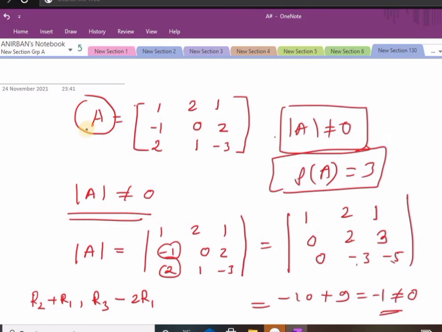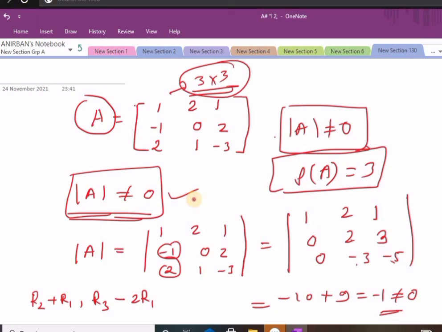Why is this rank 3? Because we have already learned that if a matrix is square and has a non-zero determinant, then the order of the matrix is itself the rank of the matrix. Here it is a square matrix of order 3 cross 3 and it has a non-zero determinant, that is, the determinant of A is not equal to 0. So the rank is the order of the matrix, that is, the rank of matrix A equals 3.